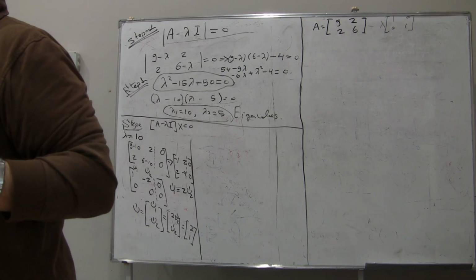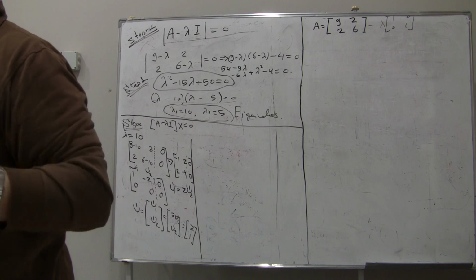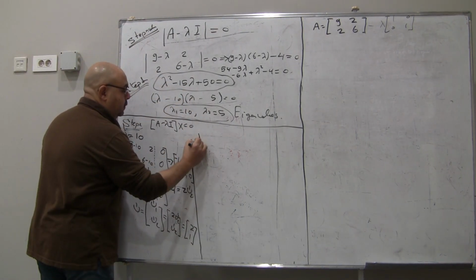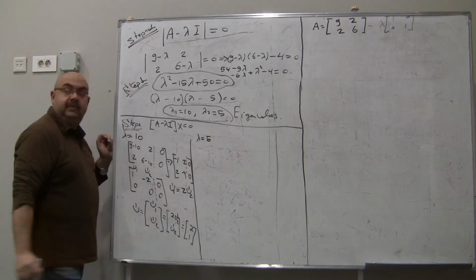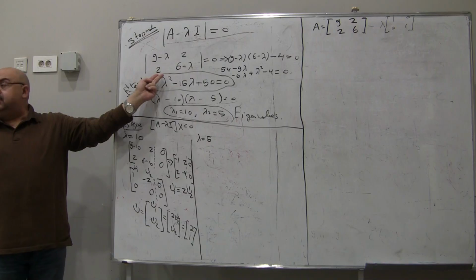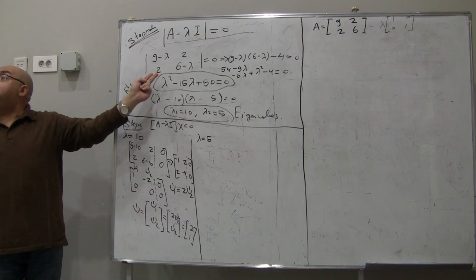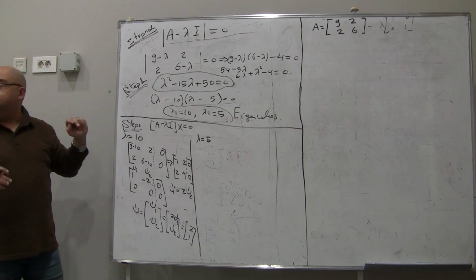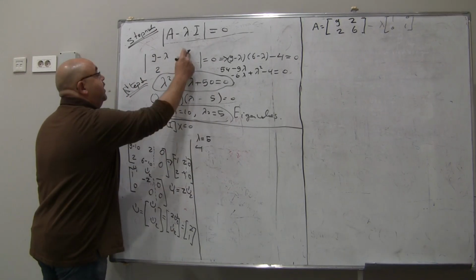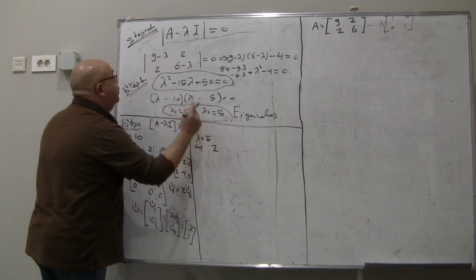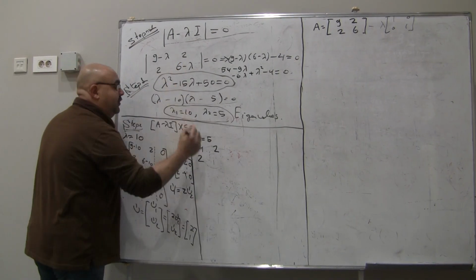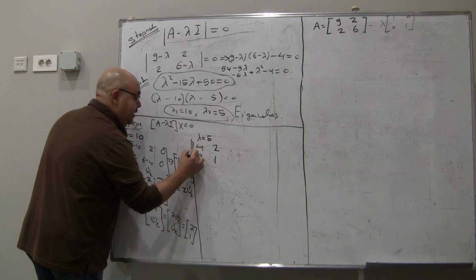I will do exactly the same once more, but with the value of lambda equal to 5. Please do it. Okay, that's the matrix. That's the determinant. Replace lambda by 5. Let's do it together. 9 minus 5 is 4. Then I will have 2. For the second row, this is going to be 2, and 6 minus 5 is going to be 1. Are you with me?